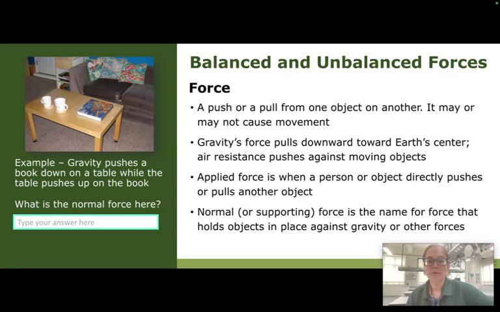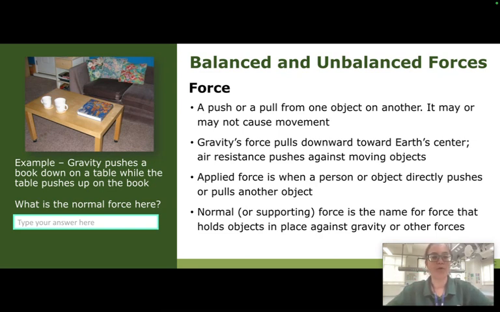Applied force is when a person or object directly pushes or pulls another object. So it has to be directly against something that it's pushing. Normal or supporting force is a name for force that holds objects in place against gravity or other forces. So for example, in this picture, gravity pushes the book down. Gravity is wanting to pull that book down into the center of the earth, but the table pushes back up on the book. So like we learned last week, we would say the net force is 0 because gravity is pulling with the same amount of force as the table is holding it up.